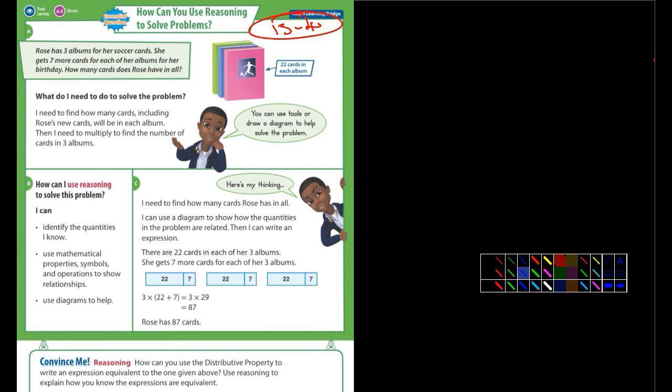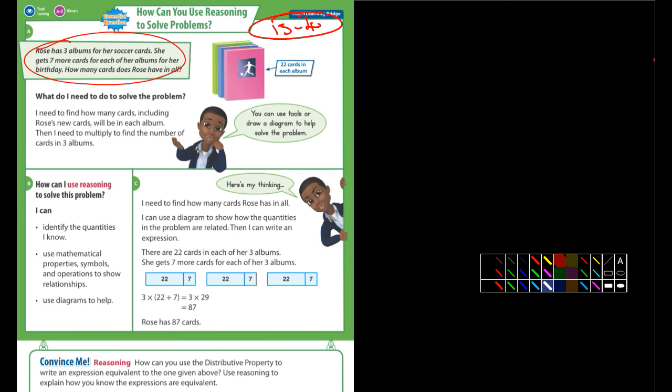And I've said this before, and I'll just say it again, that we all might use some different kind of methods or steps to reason out a problem. It says Rose here has 3 albums for her soccer cards. She gets 7 more cards for each of her albums for her birthday. How many cards does Rose have in all? And they go through the steps and explain it, and you can read that for yourself here.